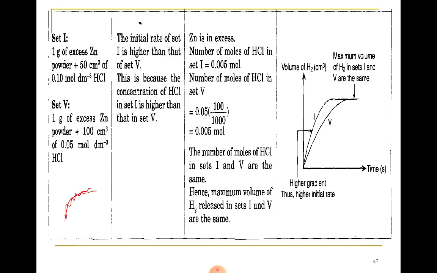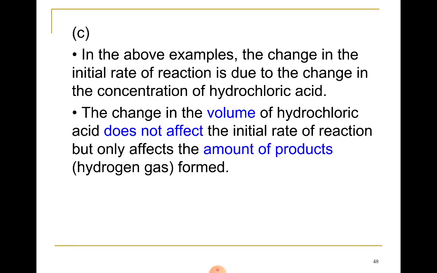Okay, kemudian baru kita tengok the volume of hydrogen gas or volume of carbon dioxide released. By how we want to determine it, we have to calculate the number of moles of the acid in the experiment. In the above example, the change in the initial rate of reaction is due to the change in the concentration of hydrochloric acid. All of it based on the concentration of hydrochloric acid.